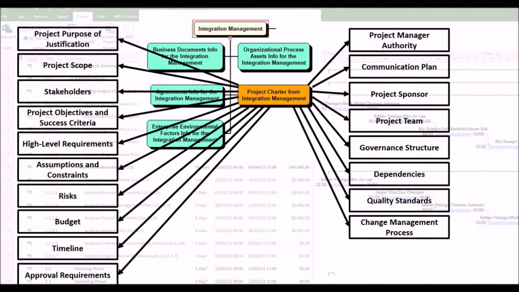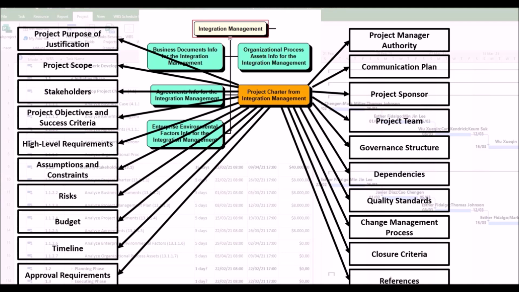18. Change management process. With relation to change control, description of the process for managing changes to the project scope, schedule, or budget. 19. Closure criteria. With relation to project closure, criteria that must be met for the project to be considered complete. 20. References. With relation to supporting documents, any documents or references that support the information in the project charter.